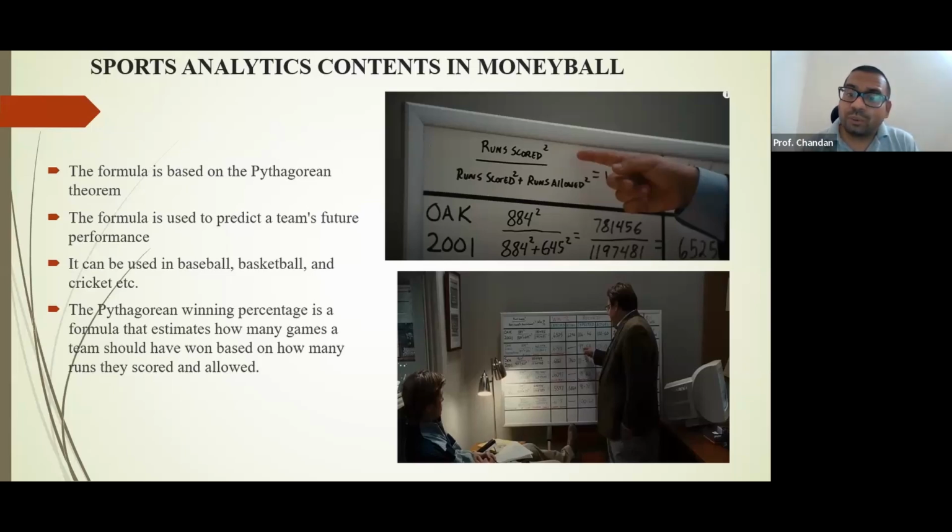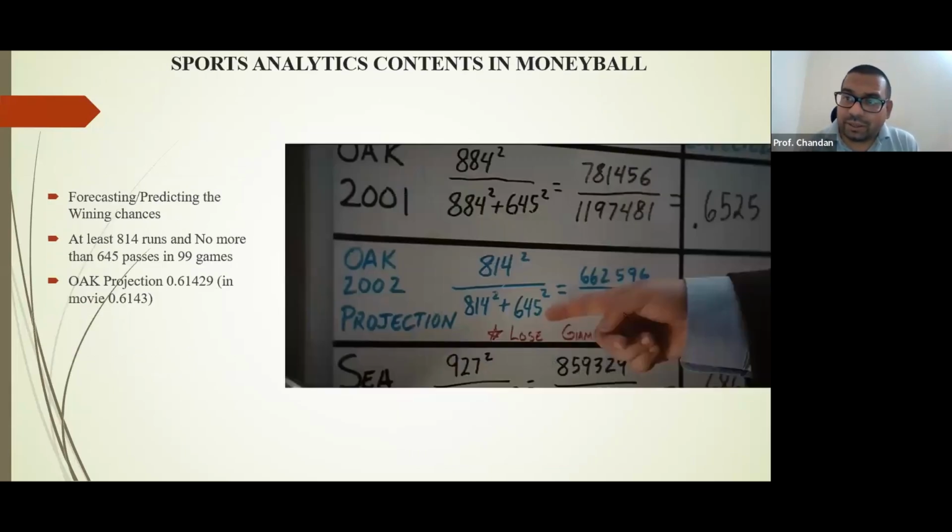right? So their calculation was, if they score 884 runs, and further if they allow 645 runs. Later they explained that if they play at least 99 games, or they score at least 814 runs collectively, and allow no more than 645 runs, if this is the condition in the tournament, in the game, right? Then they predicted the winning chances for Oakland. The projection was 0.6143. This is the value we can see in the movie.